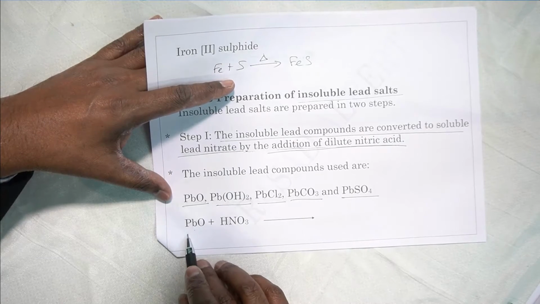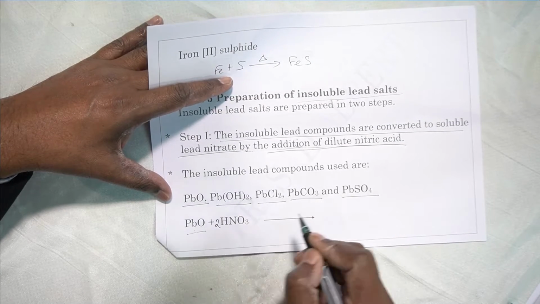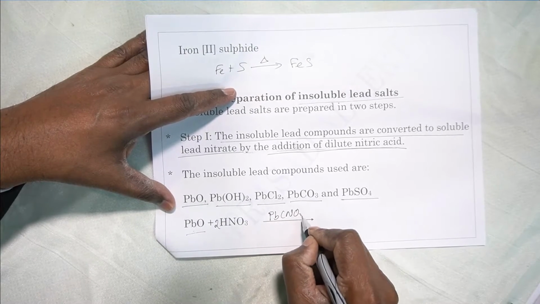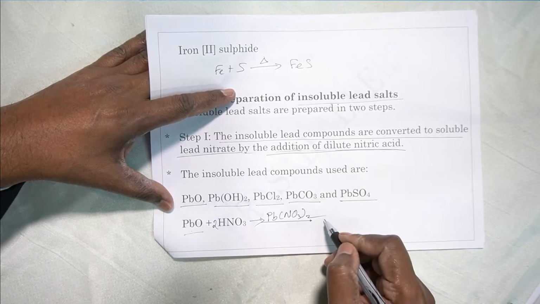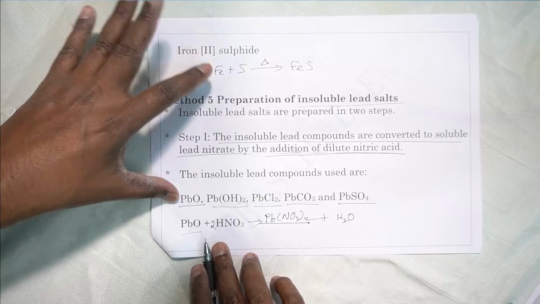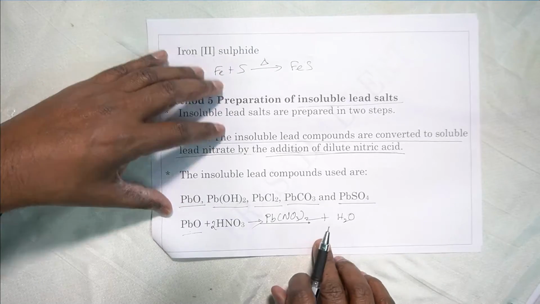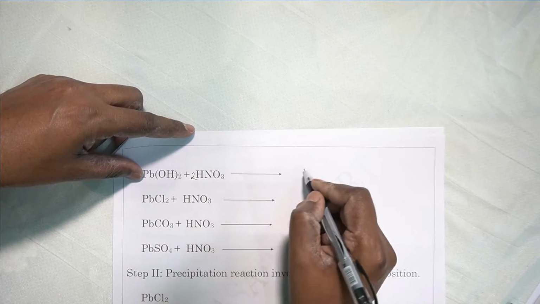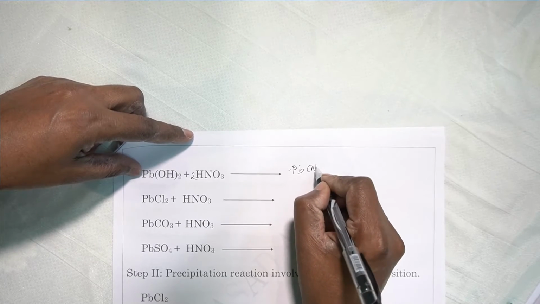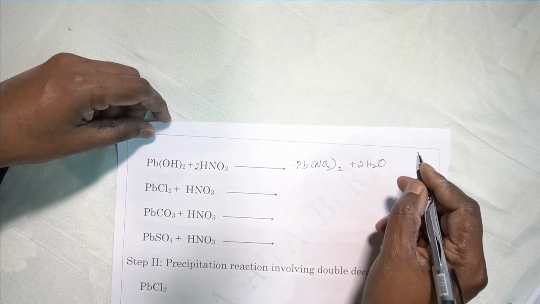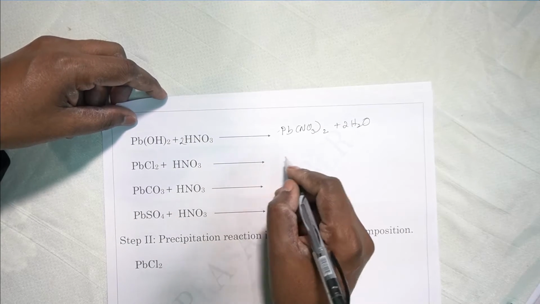So suppose PbO is given. What you do? Add dilute nitric acid. This is the first step. 2HNO3 required, so you get Pb(NO3)2, lead nitrate is formed. And what you get now? You get H2O, water. Metal oxide plus acid gives salt plus water. So lead nitrate is obtained by this method. Then if you are given lead hydroxide, what will you do? Again add dilute nitric acid, 2HNO3 is added. So you get Pb(NO3)2, lead nitrate, and 2H2O this time, because there are 2 OH groups in the metal hydroxide.